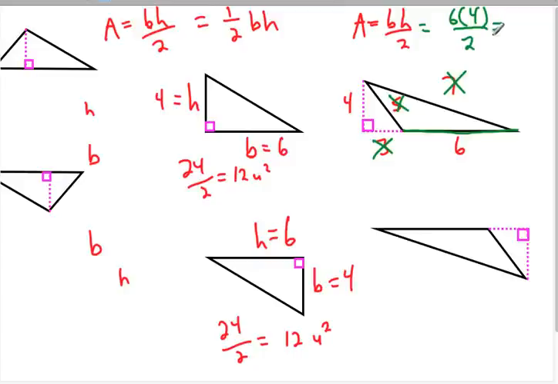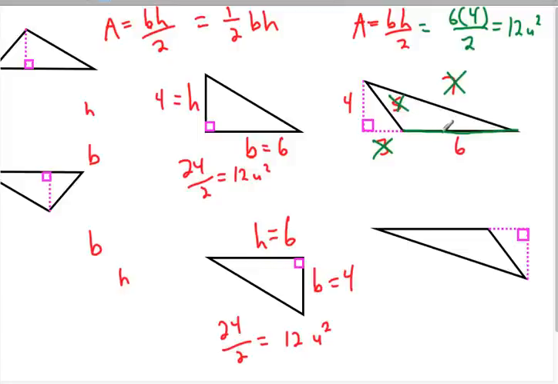The fact that I used 4 and 6 and the areas keep coming out to 12 was just because I used the same numbers. I assure you, not every triangle has an area of 12.